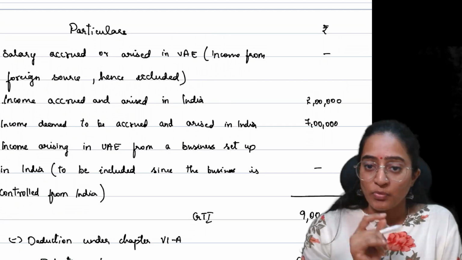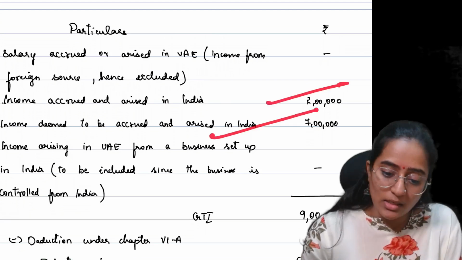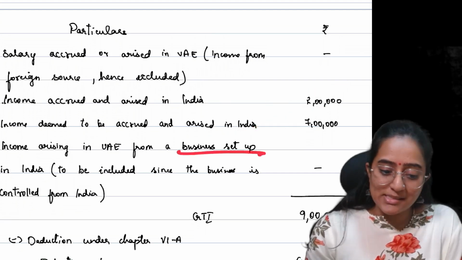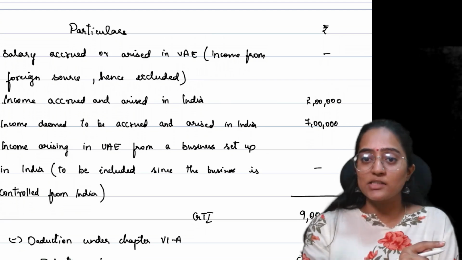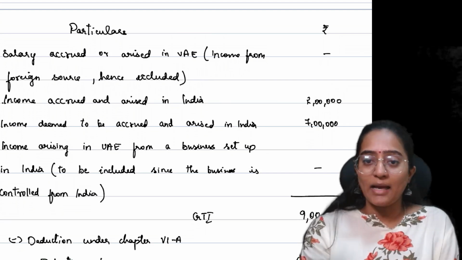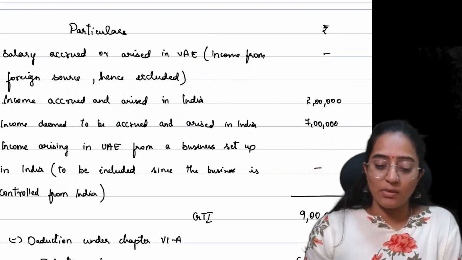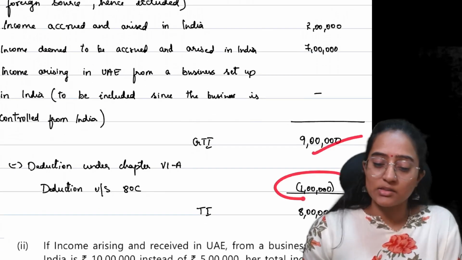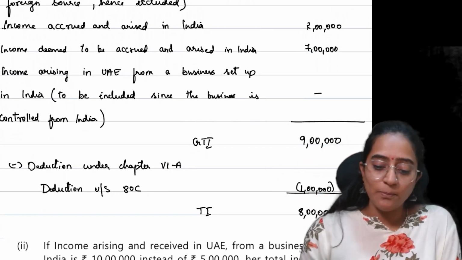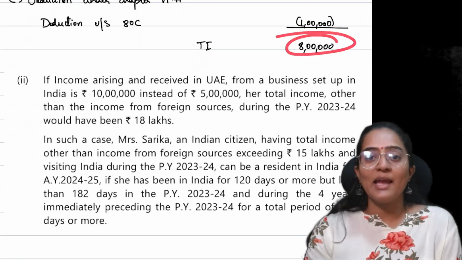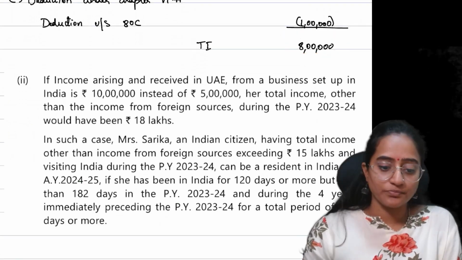People, please remember, Indian income is taxable, and again, business set up in India, business controlled or set up in India. For RNOR it would have been taxable, for ROR it would have been taxable, but for a non-resident it's not taxable. Hence our GTI is 9 lakh, a deduction of 1 lakh rupees is available even for a resident or non-resident if it is paid. So hence it is 8 lakh rupees. Our total income is 8 lakh.